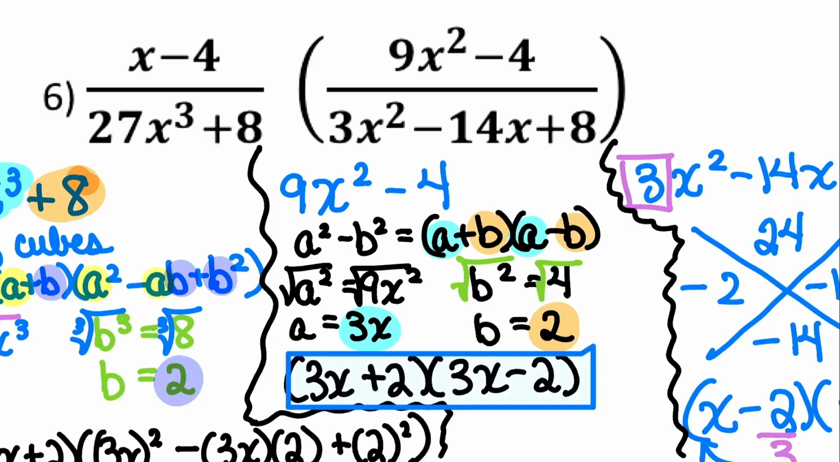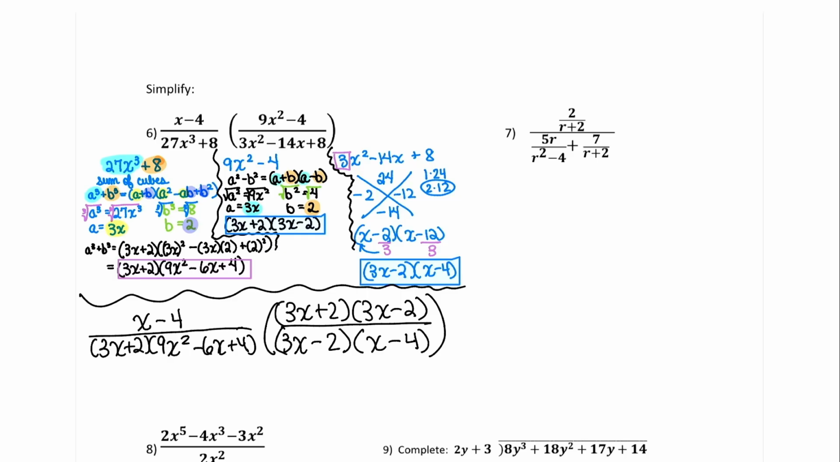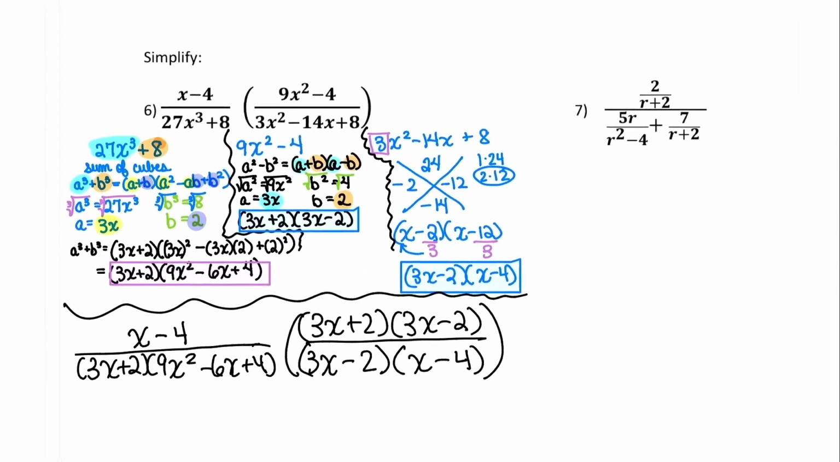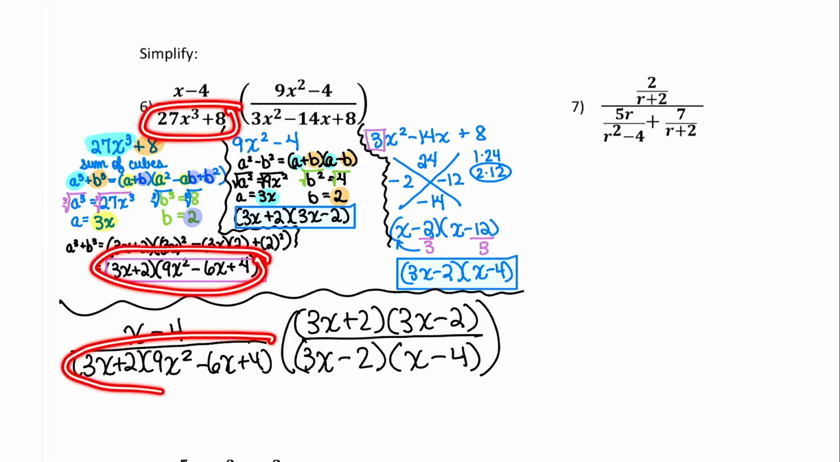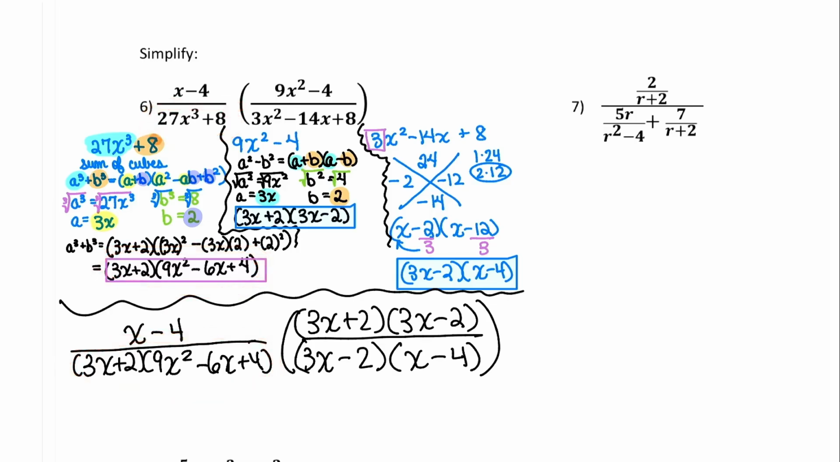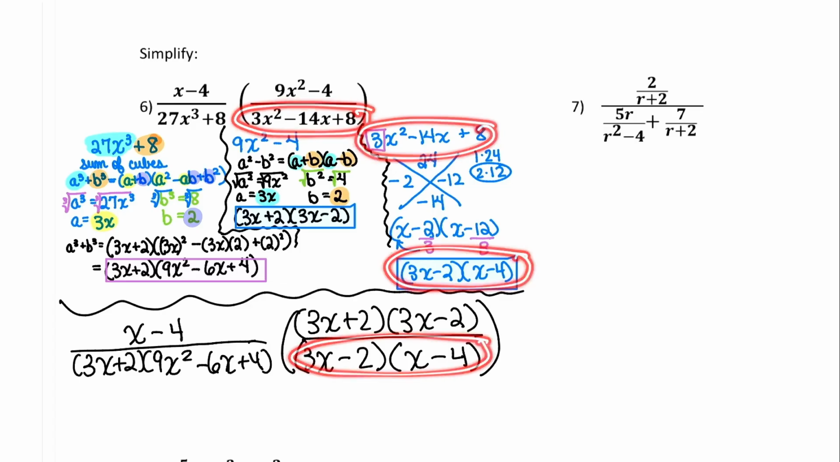Okay, let's go ahead and rewrite this. Okay, so let's go over this. I just rewrote our x minus 4 term because that one is going to remain the same. Our sum of cubes here became this factored expression here, which is right there. Then we had our difference of squares, which factored to this, so I rewrote that here. Then we had our regular polynomial, which became this, and I rewrote that down here.